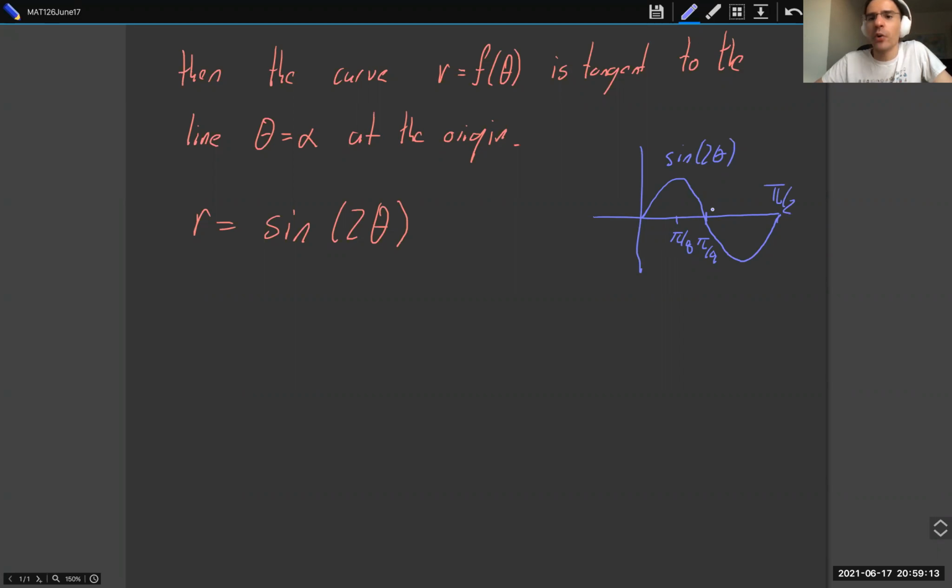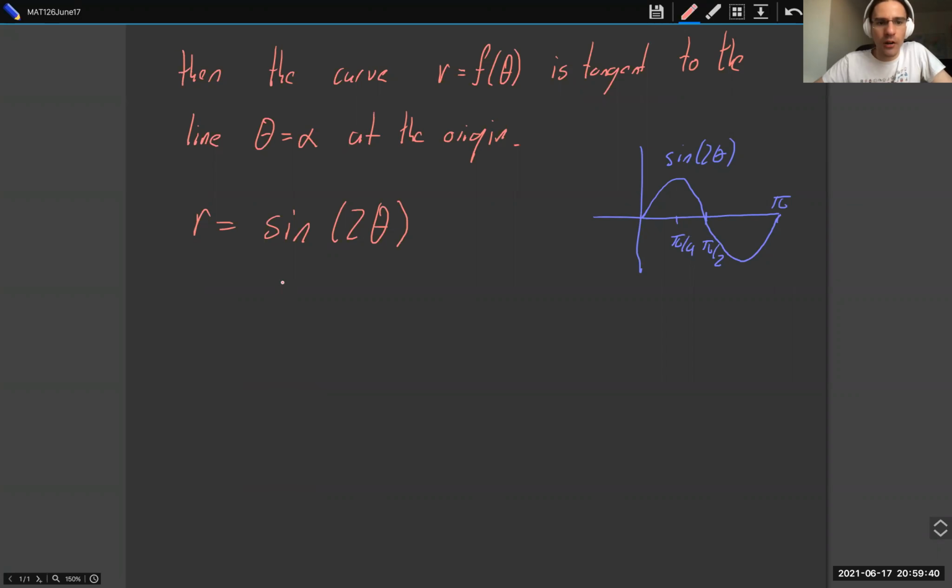Sorry, this is a full period. So this would usually happen at 2 pi, but now it's happening at pi instead. This would usually happen at pi, so this is happening at pi over 2. This is happening at pi over 4. So it reaches its maximum at pi over 4, and then it's 0 at pi over 2.